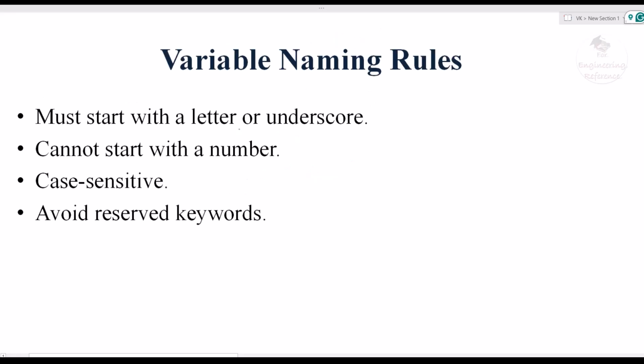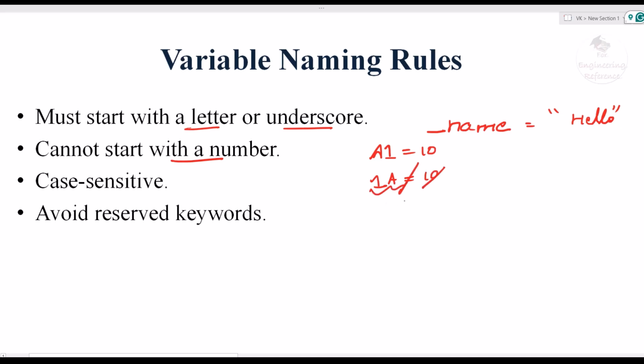So what are the rules we need to follow while naming a variable? Python has specific rules for naming variables. A variable must start with a letter or the underscore. For example, we can have a variable like this: _name is equal to hello. And they cannot start with a number. Like we can have a1 is equal to 10, but 1a cannot be assigned like this. So the variable cannot be named like this, and it is case sensitive.